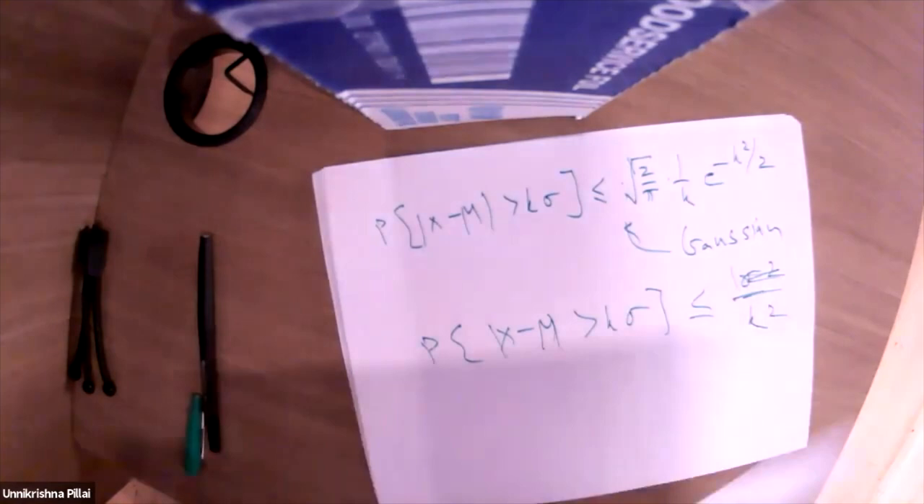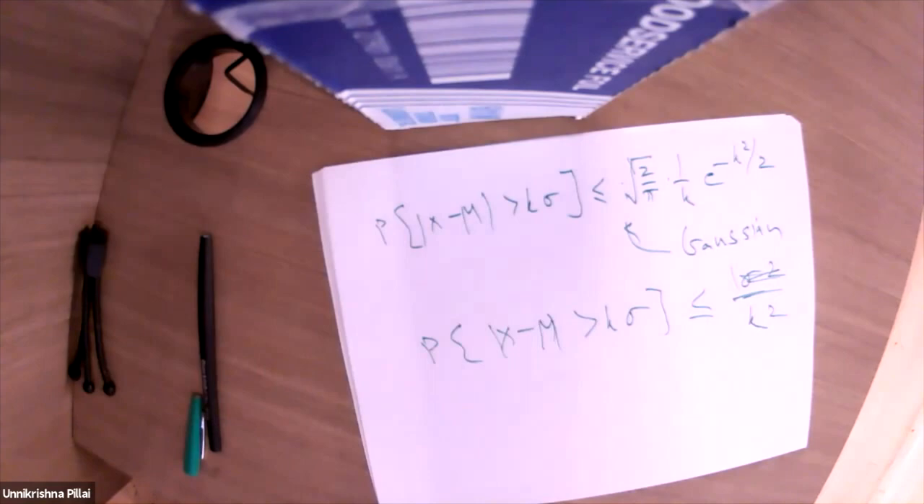So obviously the top one is tighter, because put k equal to 3. E raised to minus 9 over 2 is practically extremely small. So you can go home and see how much that quantity is. It will say it's less than 0.001 or something, whereas this is only 1 over 9 for k equal to 3.